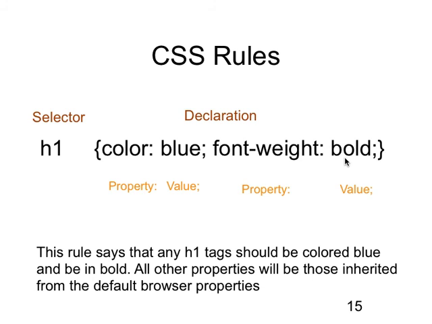So this is saying, wherever there's an H1 in this document, I want the color of it to be blue, and I want the font weight of it to be bold. And so in that document, wherever there's an H1, it'll be styled that way. So if the browser had been inclined to do H1s in black, if you said nothing and the H1s were coming out black, this here is going to override the browser style sheet and make all the H1s blue.